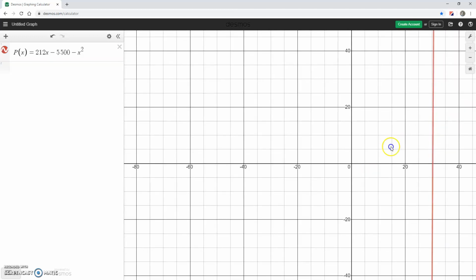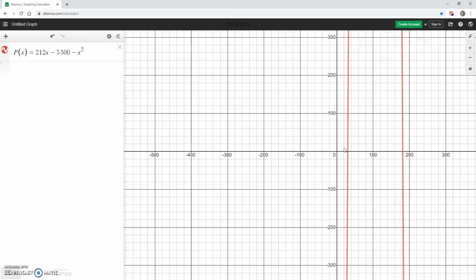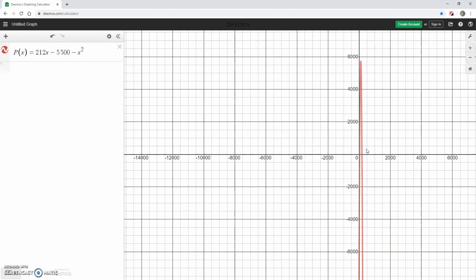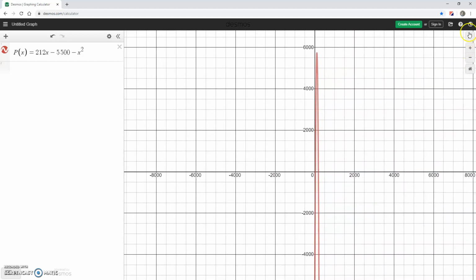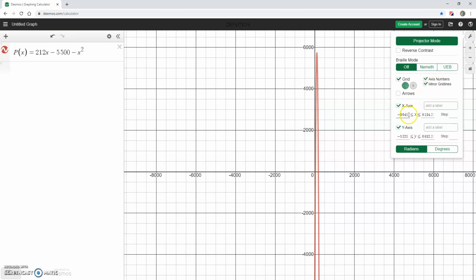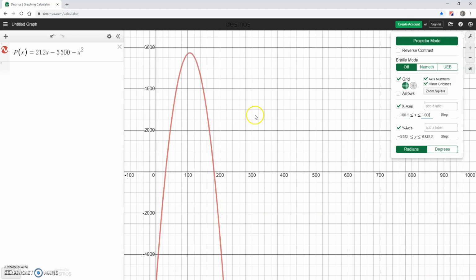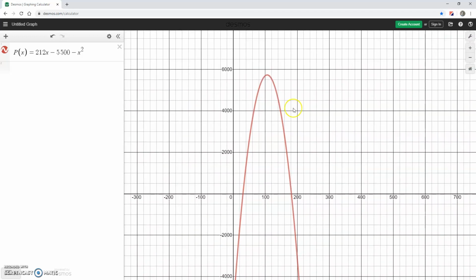In this case, we'll need to zoom out quite a bit since we're dealing with much larger values than we were in our previous cases, until we can start to see where the peak of that parabola is occurring. We could adjust our viewing window again so that we get a better view. And in this case, we can find that we have an absolute maximum occurring at x equals 106, y equals 5,736.